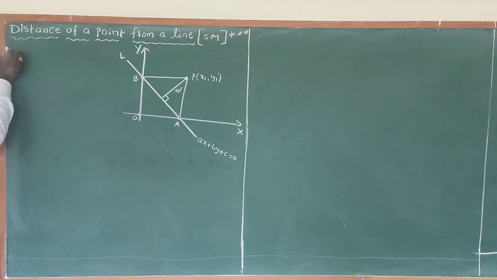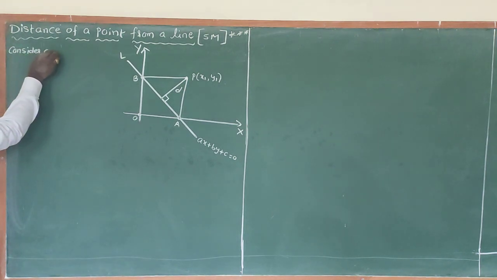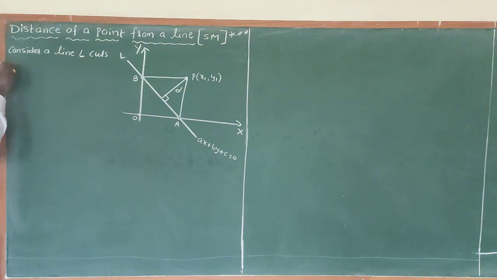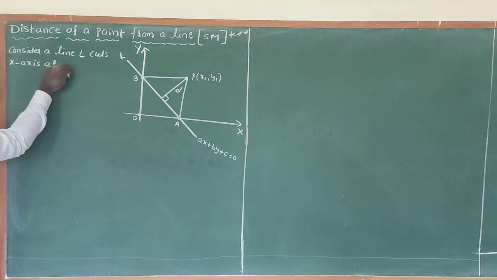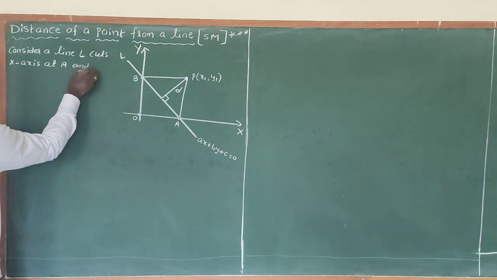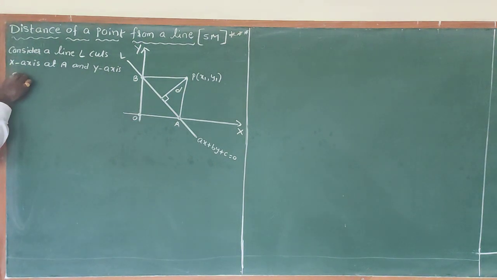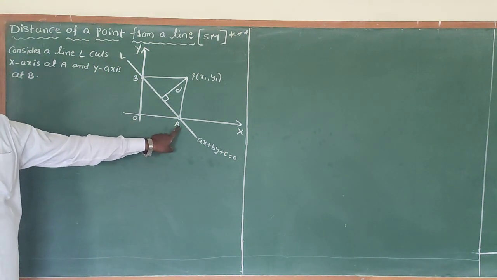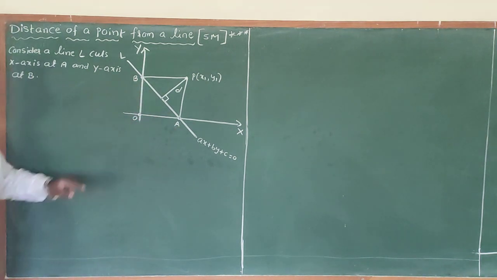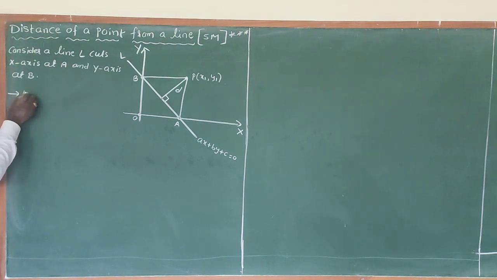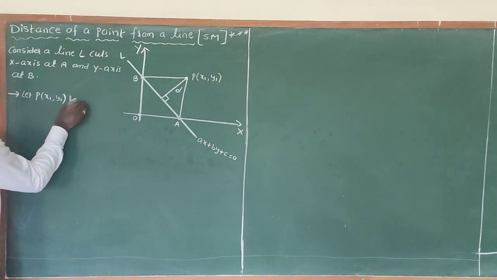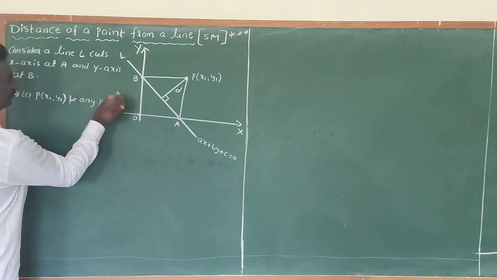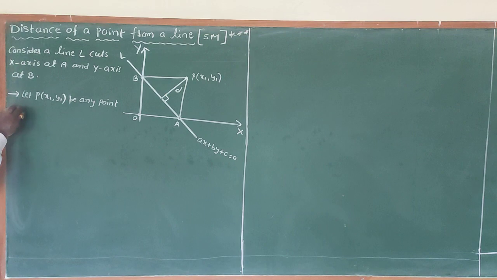Okay. Now consider a line L which cuts the x axis at a point capital A and the y axis at capital B. Next, let P (x1, y1) be any point in the plane.